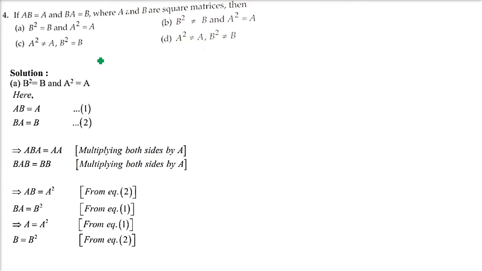Here again, same thing we have to do, because AB is equal to A and BA equals B, and A and B are square matrices. So B square equals B, we have already just now in the previous question proved it. Because AB is equal to A, BA equal to B. And we just saw B square equal to B. Now, whether A square is equal to A or A square not equal to A, that we have to see.